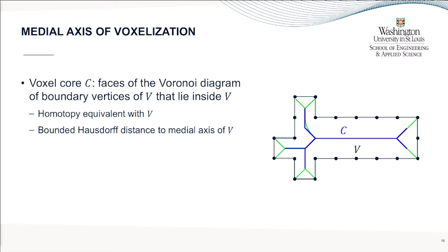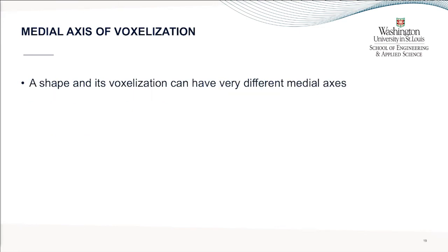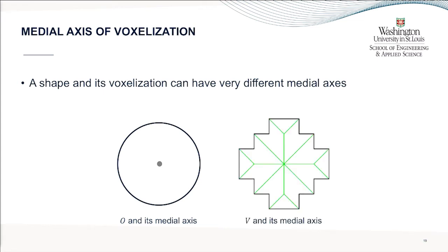Then you would hope that the same structure will just approximate the medial axis of the original shape. But it's not that simple, because a shape and its voxelization can have very different medial axes. Take a very simple example of a circle, whose medial axis is a dot. Its voxelization has a medial axis that looks like this. Even worse, the complexity of this green guy does not decrease as you increase the voxel resolution. It gets even more complex as you use finer and finer voxels.